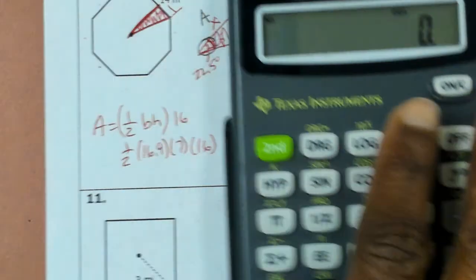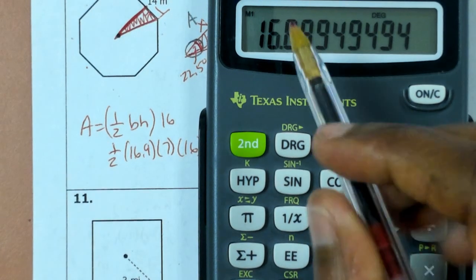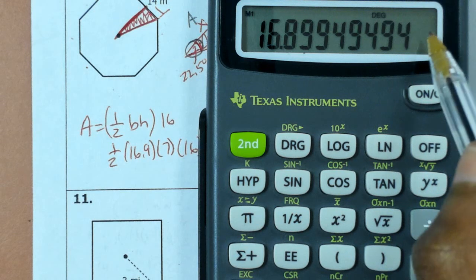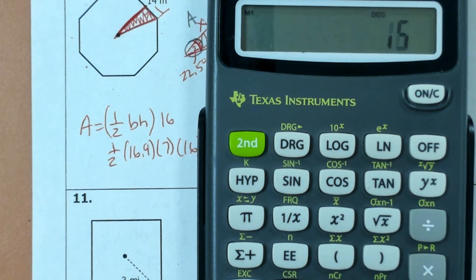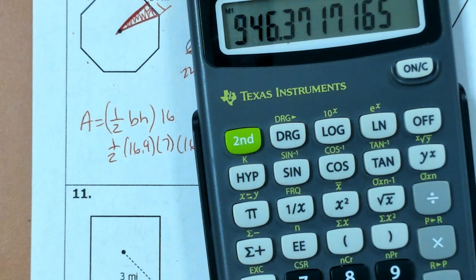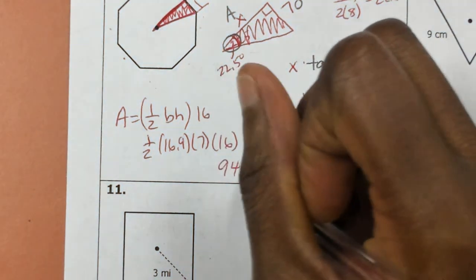So I'm going to be doing 0.5 times, recalling what I saved in spot 1 when I stored that number, so it's exact, times 7 and times 16. Okay, so it's 946.37 for my area.